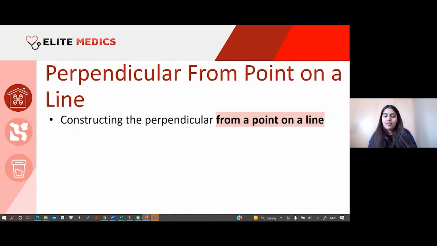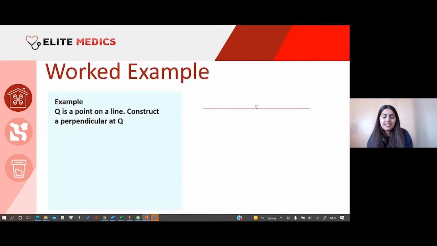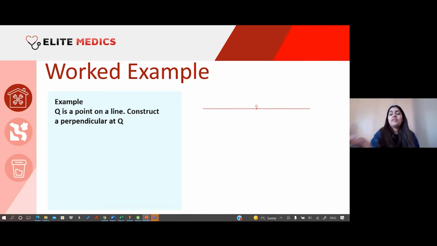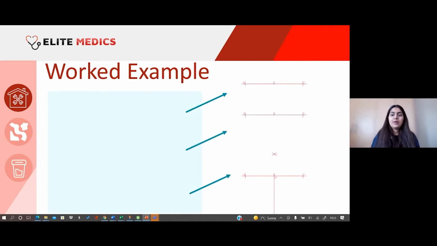Now we're going to be doing a few more examples on constructing the perpendicular from a point on a line. Very, very similar, except your point is now on the line. You can see here we've got a lovely line and we've got a point Q on it. We need to draw a perpendicular that actually goes through the point Q. Get your compass out, and essentially what you have to do is extend it any distance, so make it really, really long. That would be nice if you can make it nice and long.